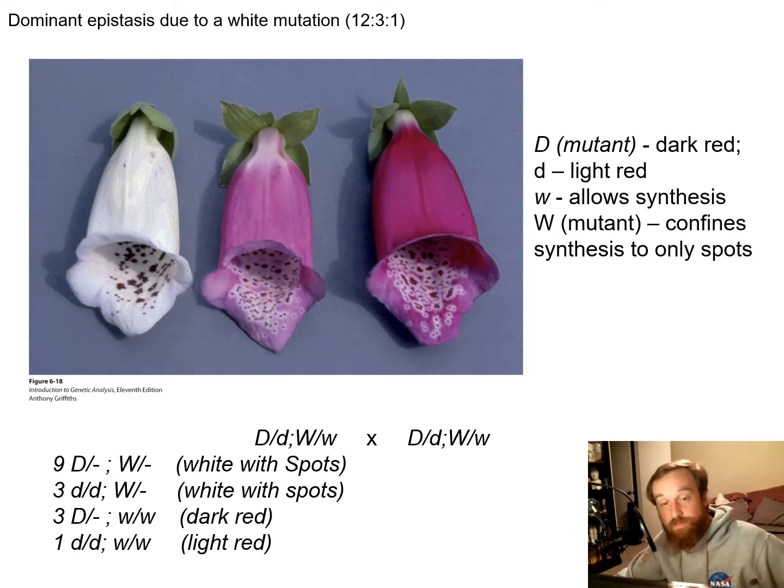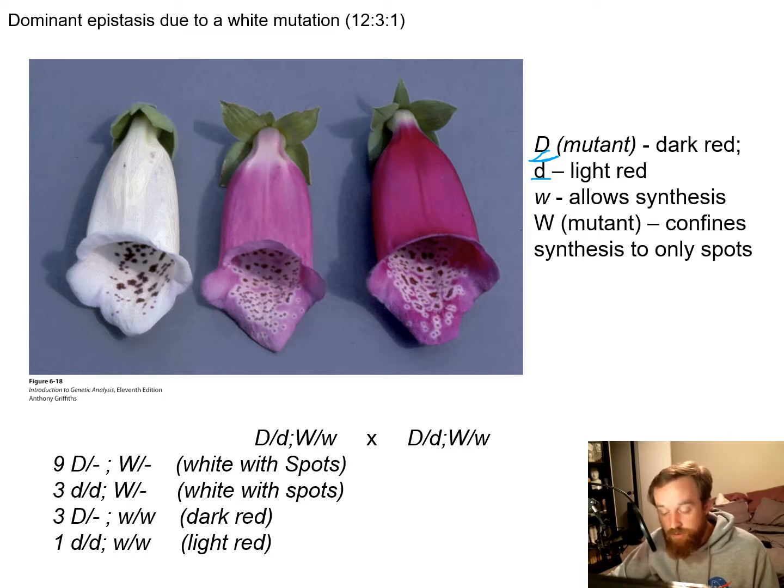So if we have recessive epistasis, it would only make sense that we also have dominant epistasis. And so dominant epistasis is where we combine the dominant portion of that 9:3:3:1 ratio, that 9 portion, with one of the 3 portions, right? And so we end up with a 12:3:1 ratio. And so again, going to flowers, we see that we have a D and a W gene. The uppercase D here is the mutant. And then the lowercase d is lighter red. So we have the mutant allele dark red, the wild type is light red.